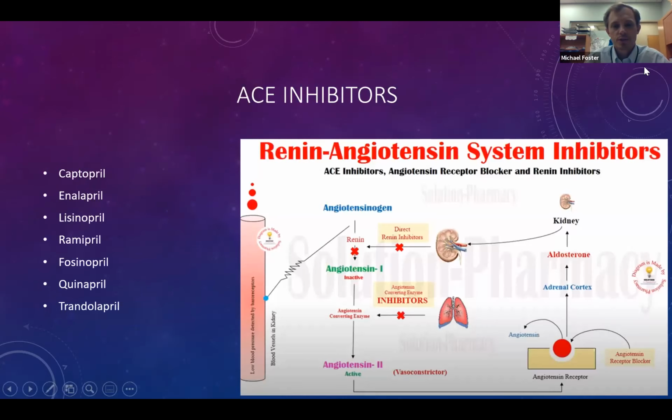Here's a picture of the renin-angiotensin system. I'm not going to go over it, but you can see how the medications have specific sites that they inhibit to help block this cycle. Some of the more common ACE inhibitors would be lisinopril and captopril. Fosinopril, quinapril, and ramipril are also available. You might see lisinopril and fosinopril used commonly because they are first line agents for the treatment of heart failure and for hypertension.